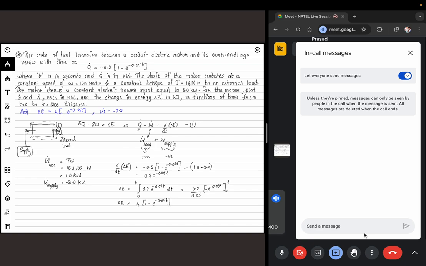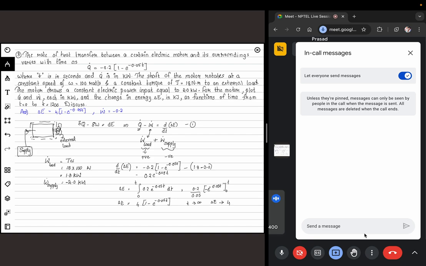So what is happening? The motor is continuously losing heat, even though you are supplying work. What is happening finally? As t tends to infinity, delta E tends to a constant value. Initially, the motor is rejecting heat to the environment and you are continuously supplying power, and some power is being used for this. If this keeps happening, it will reach a state where your delta E will essentially be constant.